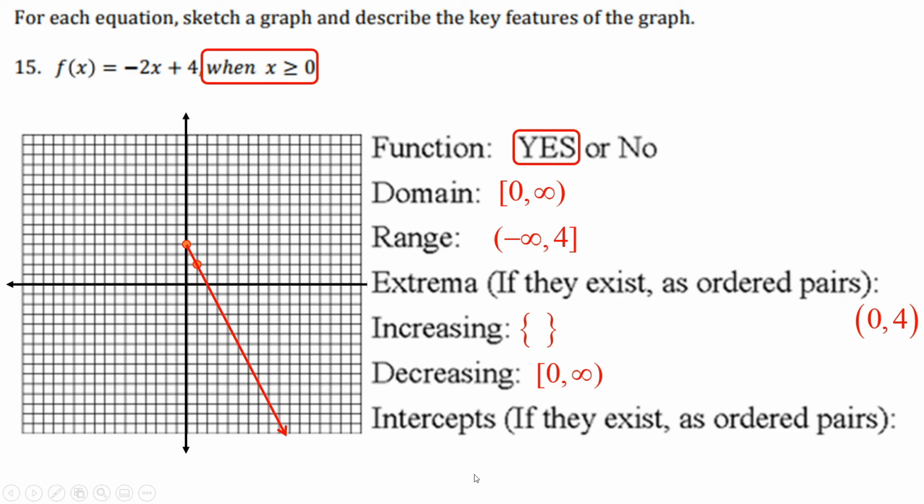And the intercepts. I see a y-intercept and an x-intercept. So the y-intercept would be x equals 0, y equals 4. And the x-intercept would be this point right here. And that's x equals 2, y equals 0. Oh, how cool. All right.